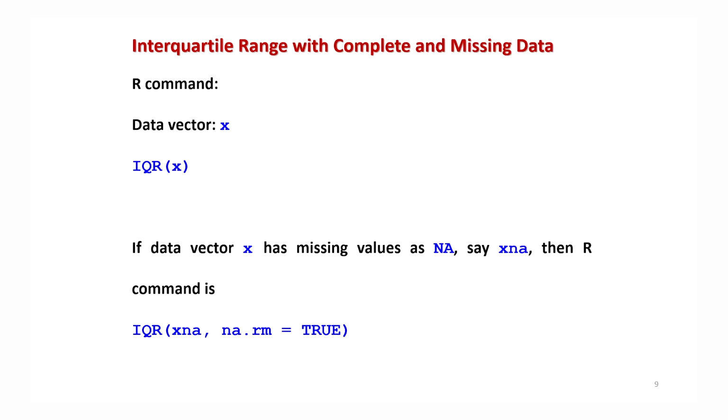So now we had also understood that the R command to compute the interquartile range is IQR(x), with IQR all in uppercase, and x is the data vector. Now in case the x data vector has missing values, and suppose the new data vector is indicated as x.na, then the R command of IQR is modified like this. The command will remain the same, IQR, and the data vector will now change to the one which has missing values, and we are going to use the option na.rm is equal to true, right.